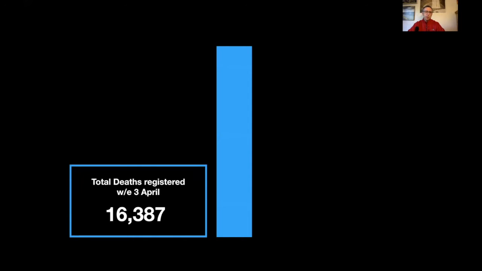On the news, specifically about COVID-related deaths, we hear a daily death total from the NHS, but that's deaths in hospitals reported on that day. The ONS figures are for all locations of death, not just hospitals, and for all causes of death, not just COVID. So 16,387 was the all-cause deaths in the week ending the 3rd of April.